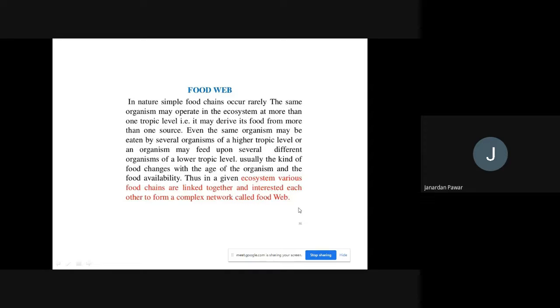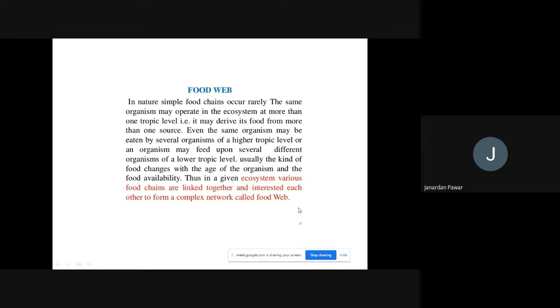So when several or various food chains are linked together and interlinked with each other to form a complex network in an ecosystem, it becomes a food web. When we visit the internet, why is it called a web? Because we get a huge amount of information in one place, and this is what is called a web. Similarly, various food chains are available and they are linked together in this particular concept of food web.